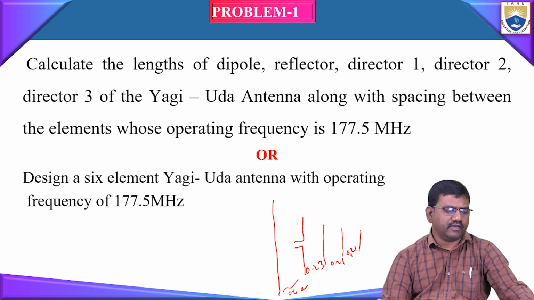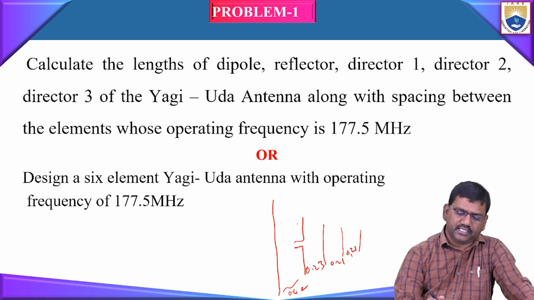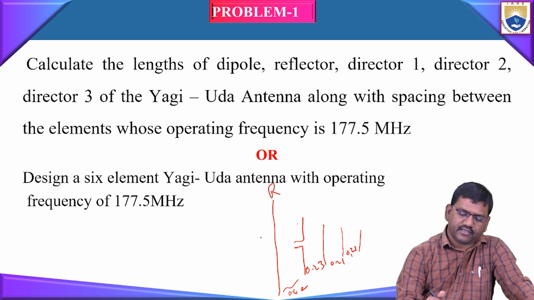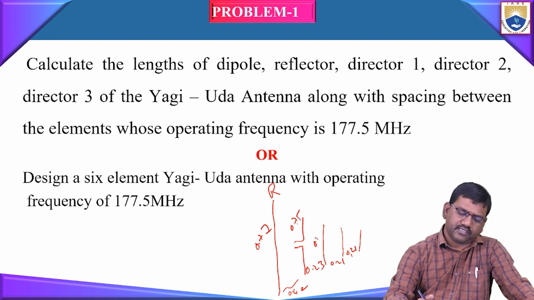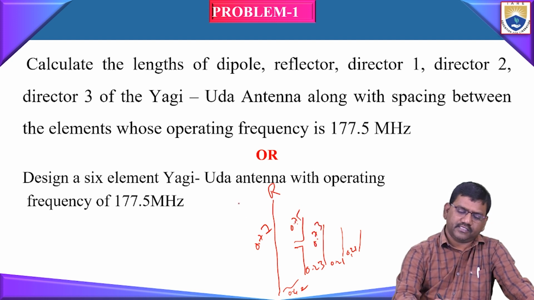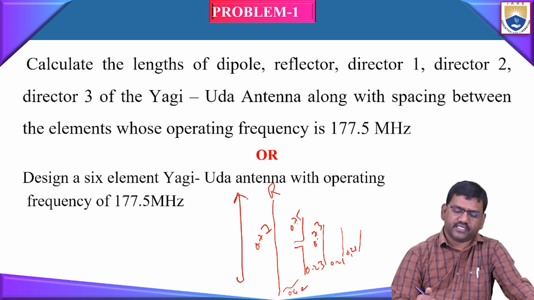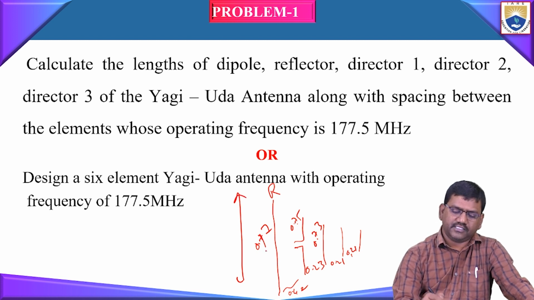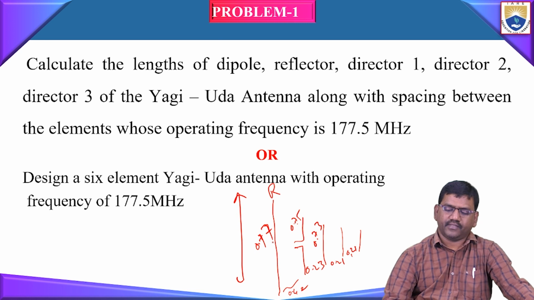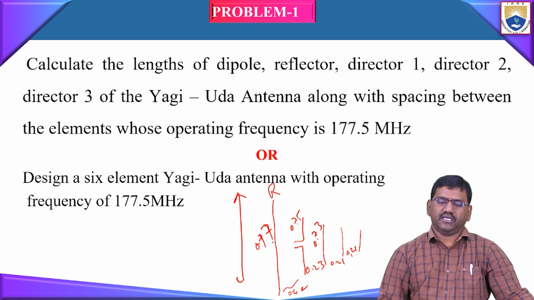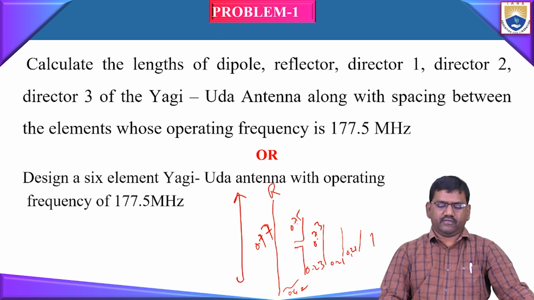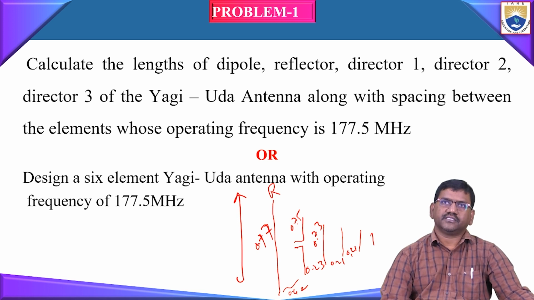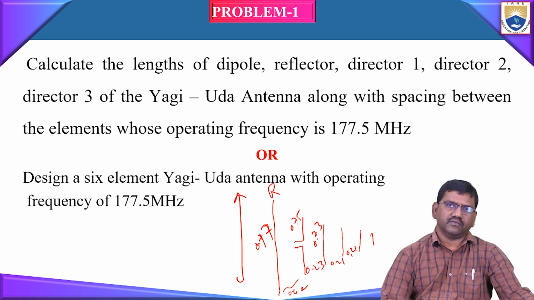Similarly, you can represent here the lengths: the reflector, 0.77, this is 0.75 meters and 0.73 meters. This is the length of the reflector. How much? This is 0.77 meters. So like this, we need to represent all the elements. We need to represent all the values for the design of the YAGI UDA antenna.